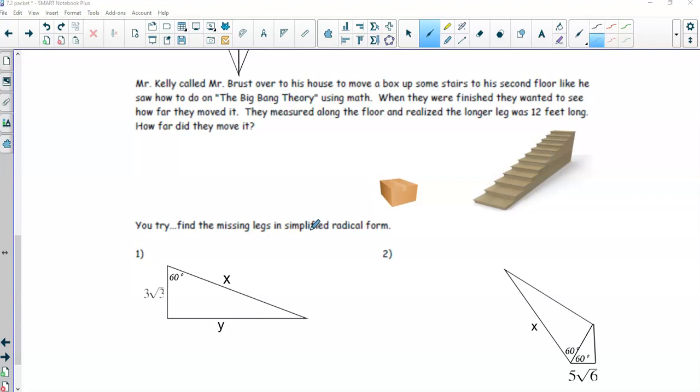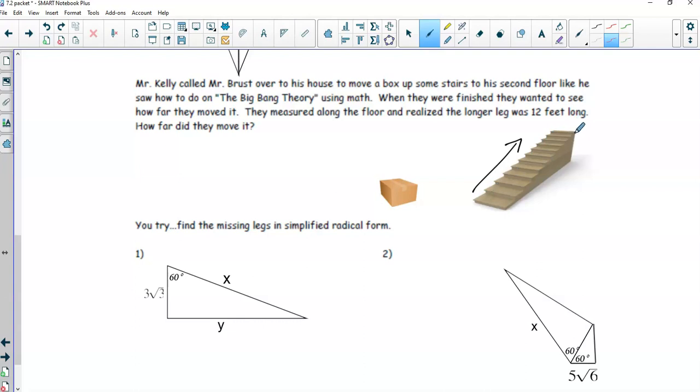When they were finished, they wanted to see how far they moved it. They measured along the floor and realized the longer leg was 12 feet long. How far did they move it? Well, let's take a look at this picture right here. Let's figure out what they did. Okay, so they moved the box up the stairs. They want to know how far they moved it.